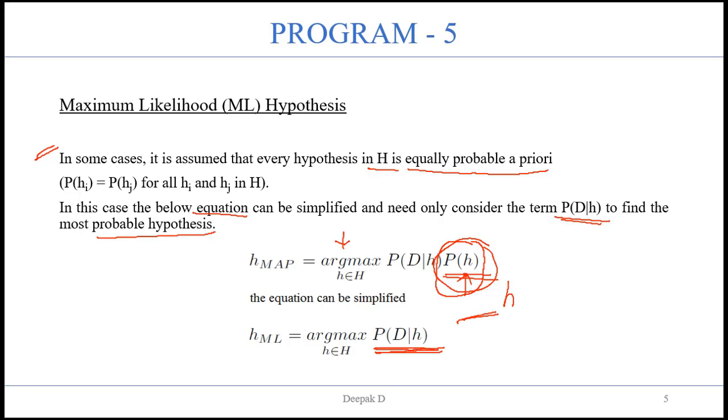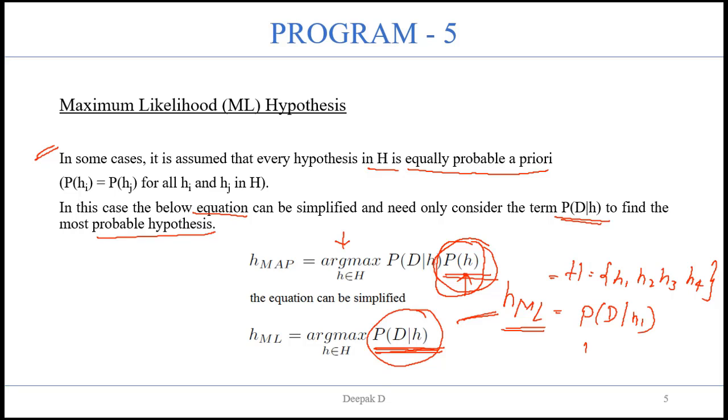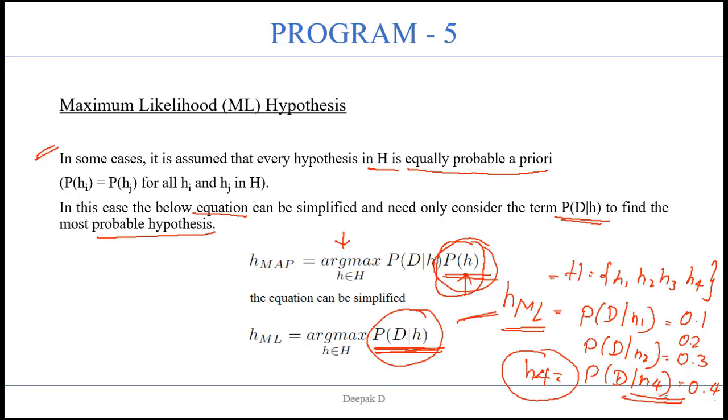So here, if I want to identify the maximum likelihood of a set of hypotheses H, where you have H1, H2, H3 and H4, how do I identify the maximum likelihood? Using only this one term. So probability of D given H1, probability of D given H2, similarly probability of D given H4. You may receive some values like 0.1, 0.2, 0.3 and 0.4. So out of these, probability of D given H4, that is hypothesis 4, having the highest value, that hypothesis is called the maximum likelihood hypothesis, because only one term is taken care of while identifying the maximum likelihood hypothesis.